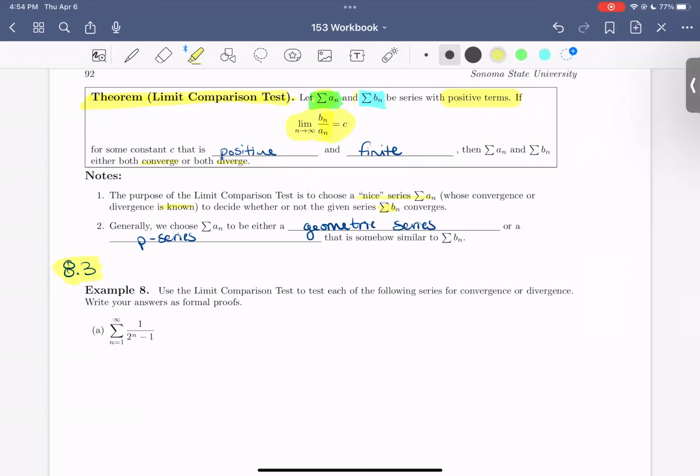In this video, we're looking at example 8 in section 8.3. For example 8, we're going to use the limit comparison test to test each of the following series for convergence or divergence. And then we're going to write a formal proof to justify our answer. In this video, we're going to cover part A.